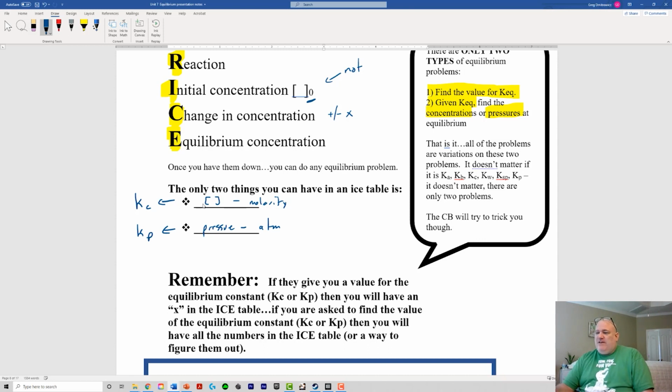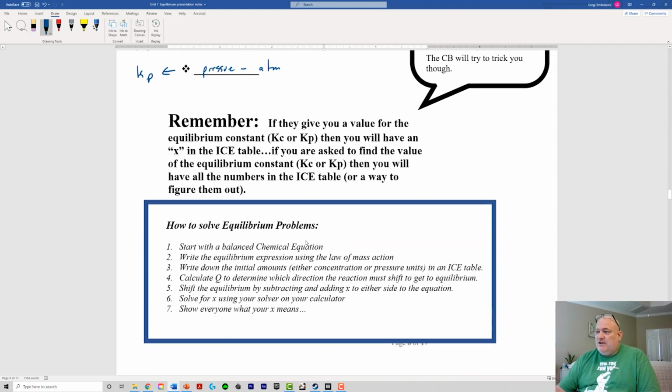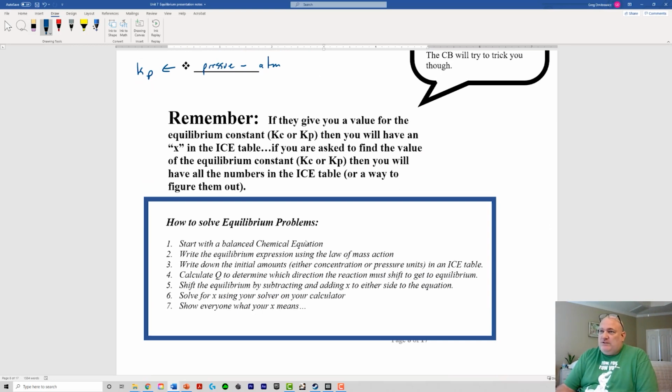And remember, in our last video, we gave you the ability to convert back and forth between them. The other thing, and I just said this a second ago, is that the only two types of problems you're ever going to have is if they give you a Kc or a Kp, then they'll ask you to find x in this ICE table. If you're asked to solve for the Kc or Kp, then they will have to give you all of the other values, or a way to figure them out, in order to solve the problem.